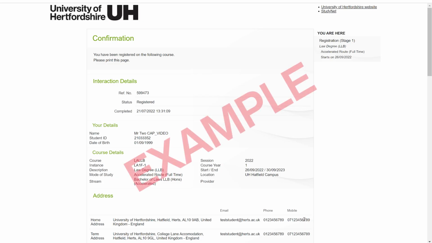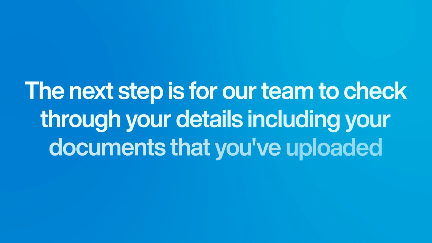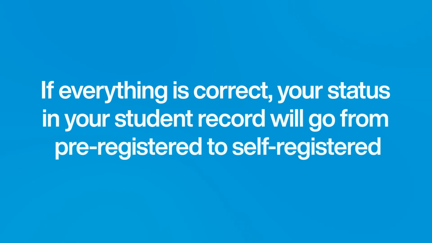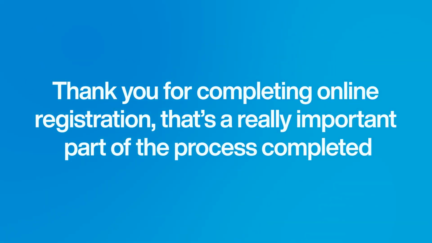That's it, you've now completed your online registration. The next step is for our team to check through your details, including your documents that you've uploaded. If everything is correct, your status in your student record will go from pre-registered to self-registered. If there is a problem, the team will email you. Thank you for completing online registration. That's a really important part of the process completed.